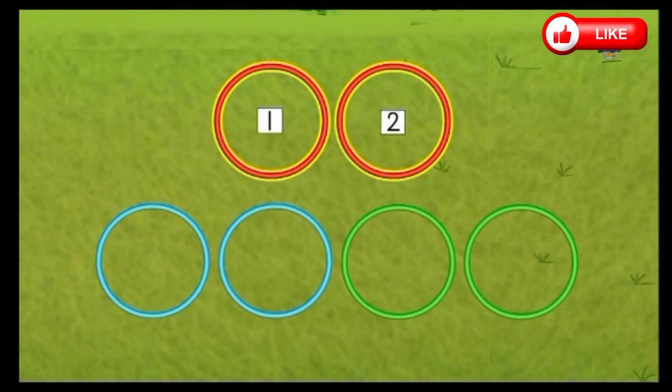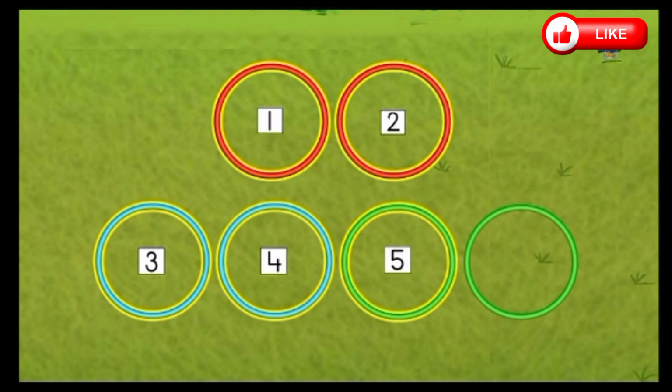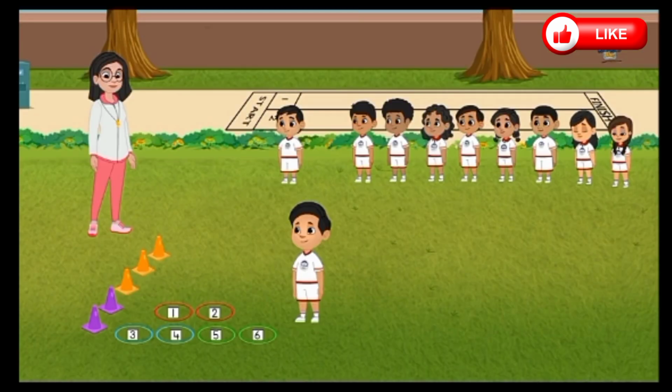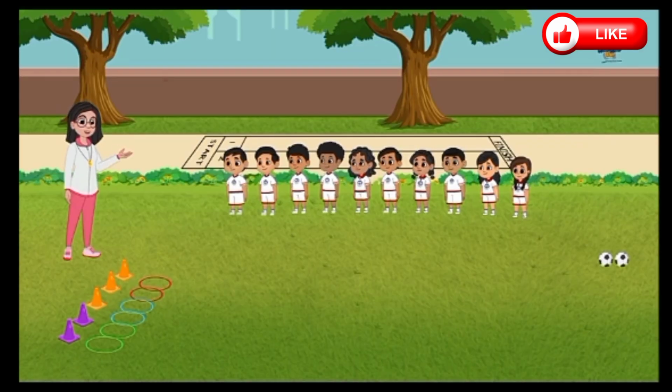These are 2. Then 3, 4, 5, 6. Teacher, there are 6 hula hoops in all. That's right, Neil. Now, let me keep these hula hoops in front of the cones. Now, Vani and Vicky, can you go and get the footballs, please?